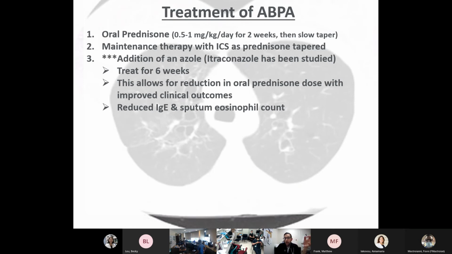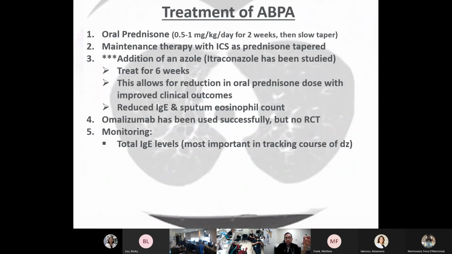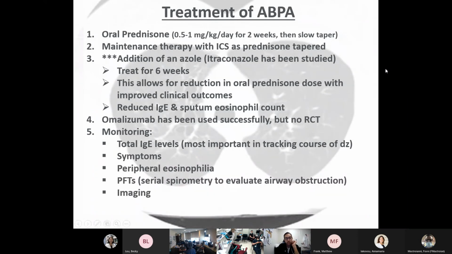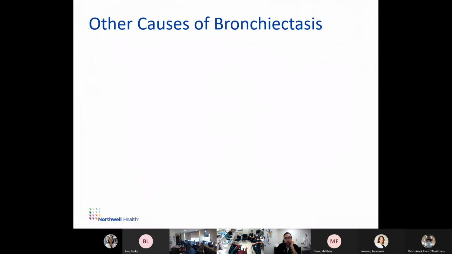Monitoring, the best way to monitor is with IgE. Total IgE levels should decrease with therapy and is the most important variable to look for in tracking course of disease, but also important is symptoms, PFTs, and the peripheral eosinophilia, along with improvement in imaging.